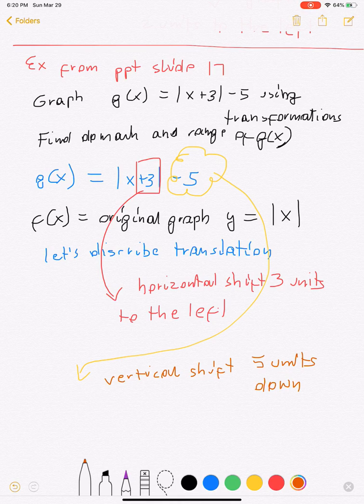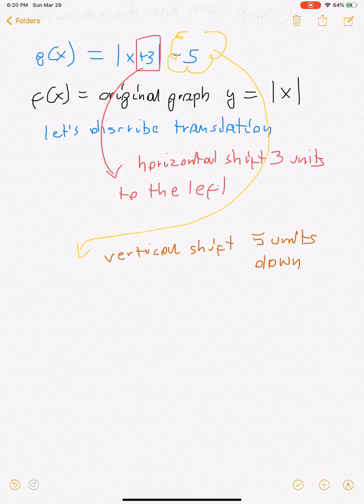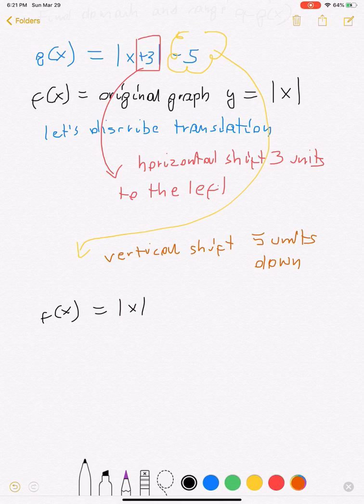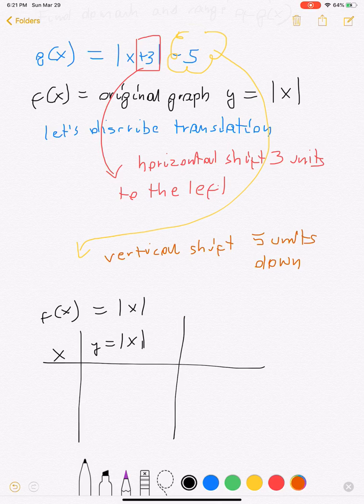Okay, so let's graph it. Let's create a table of values. f of x, which is the absolute value of x. Let's review. You have x, y equal absolute value of x. Let's pick 3 points, x comma y. When x is equal 0, you have absolute value of 0, which is 0. So you have a point 0 comma 0.